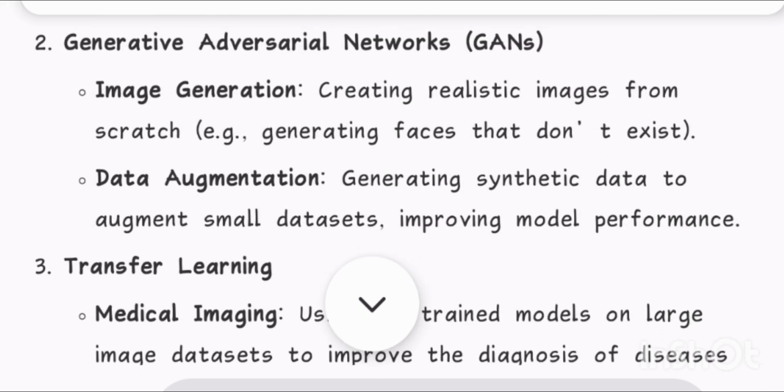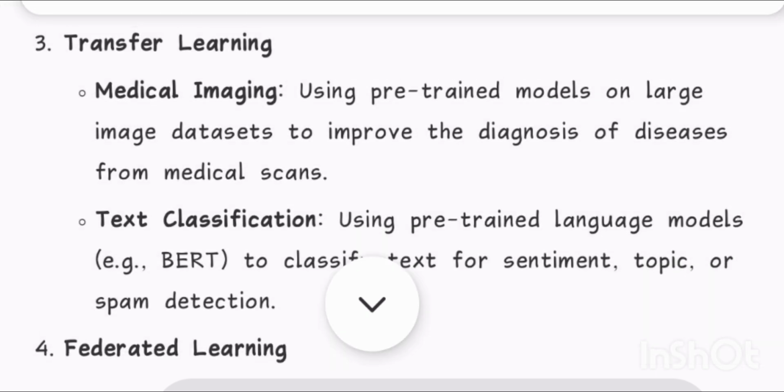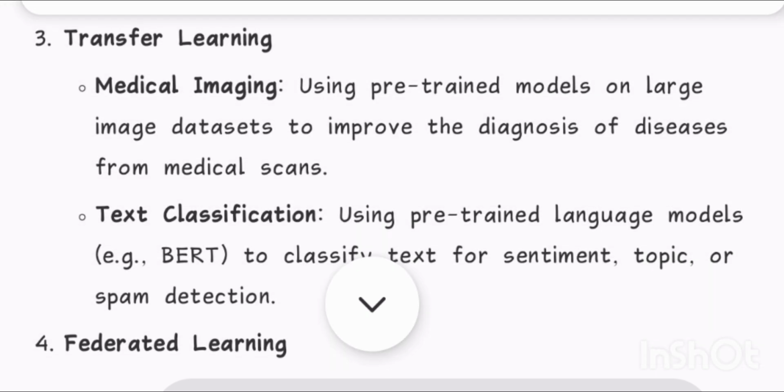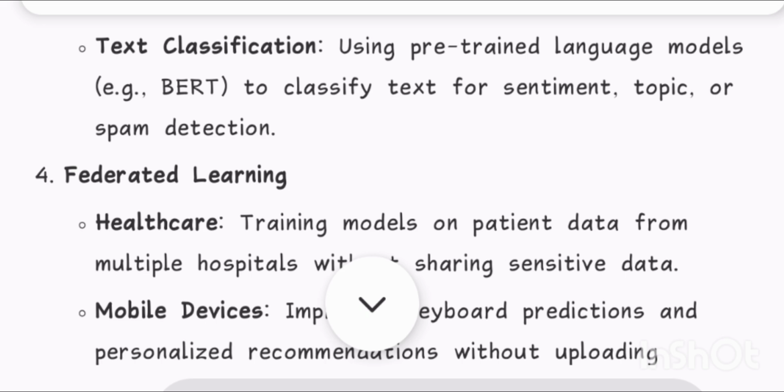2. Generative adversarial networks, GANs. Image generation, creating realistic images from scratch, e.g., generating faces that don't exist. Data augmentation, generating synthetic data to augment small data sets, improving model performance. 3. Transfer learning, using pre-trained models on large image datasets to improve the diagnosis of diseases from medical scans. Text classification, using pre-trained language models, e.g., BERT, to classify text for sentiment, topic, or spam detection.